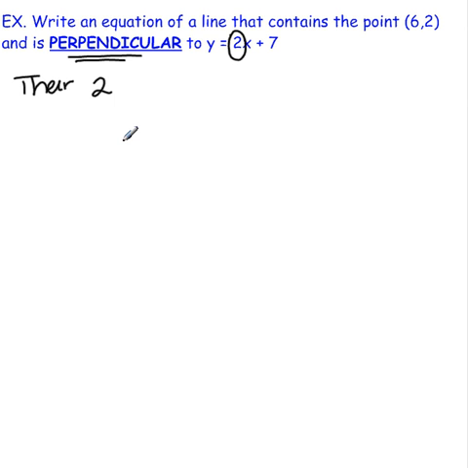What is our perpendicular slope going to be? We want ours to be perpendicular. So our perpendicular slope has to be the opposite. So the opposite of positive is negative. And the reciprocal of 2, remember this is like 2/1, so the reciprocal of 2 is 1/2. This is our perpendicular slope that we will use, a -1/2.